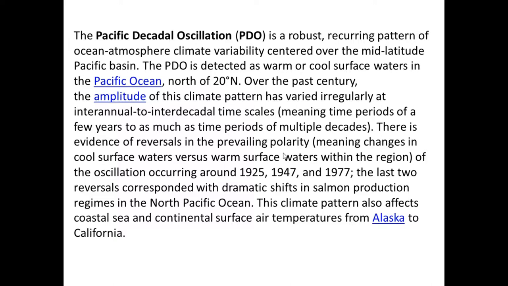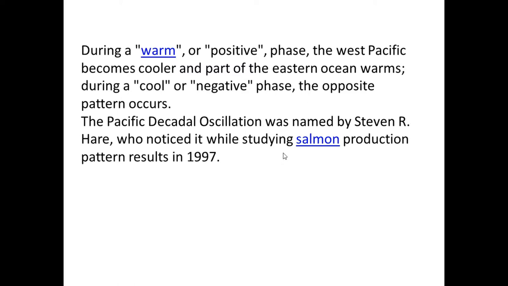There is evidence of reversals in the prevailing polarity, meaning changes between cool and warm surface waters within the region of the oscillation, occurring around 1925, 1947, and 1977. The last two reversals correspond with dramatic shifts in salmon production regimes in the North Pacific Ocean. This climate pattern also affects coastal sea and continental surface air temperatures from Alaska to California. During the warm or positive phase, the West Pacific becomes cooler, and the Eastern Pacific warms up. During a cool or negative phase, the opposite occurs. And as mentioned earlier, Stephen R. Hare noticed it while studying salmon production patterns.